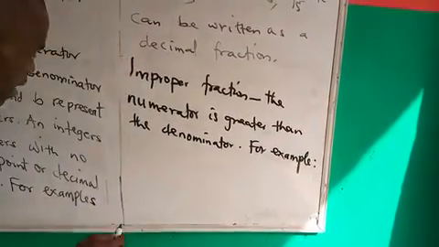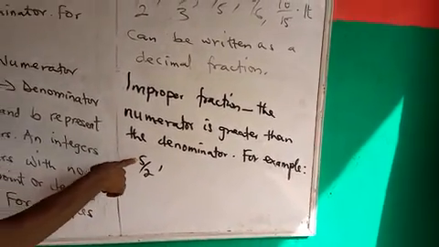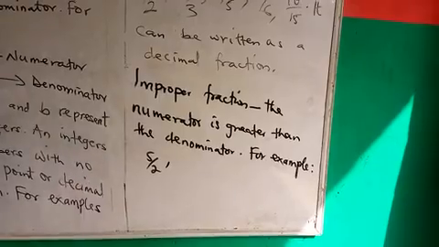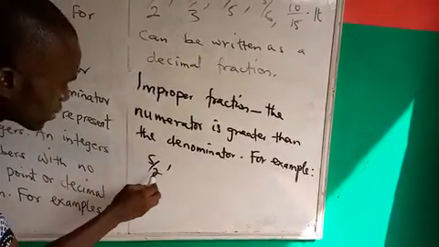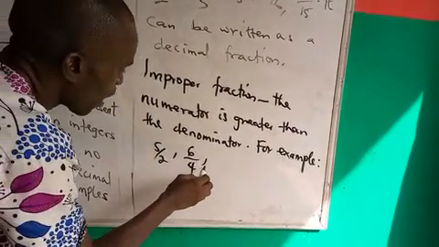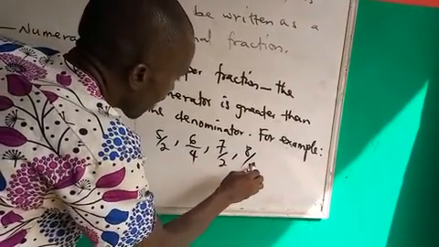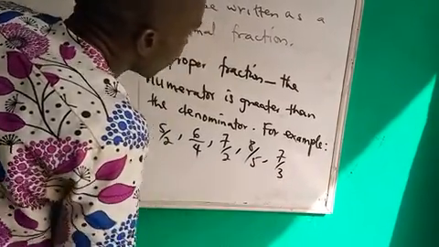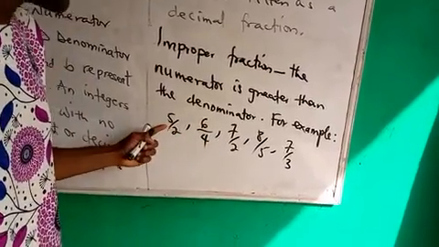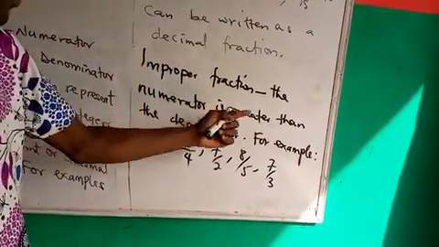For example, we have 5 over 2. You can see here, the numerator is greater than the denominator. Therefore, we can say a fraction like this is an improper fraction. Another example is 6 over 4. Another one is 7 over 2, 8 over 5, and 7 over 3. All these, you can see, the numerators are greater than the denominators. Examples like this are called improper fractions.